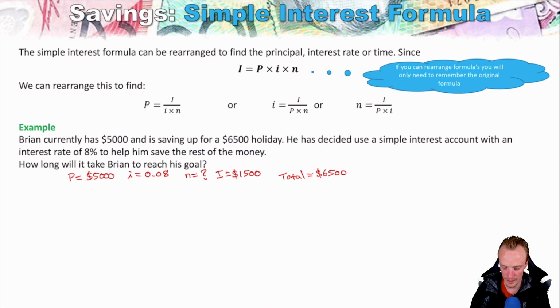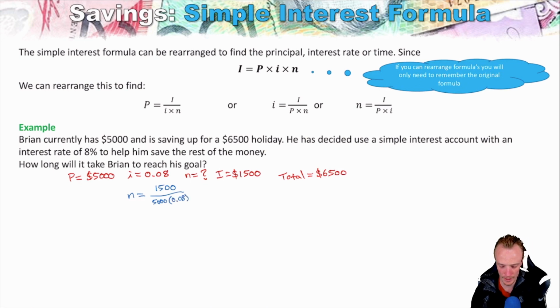So we do have all the necessary information here to plug it into this formula here. We've got our interest, we've got our interest rate, and we've got our time. So now we just start using the principal. Oh, hang on, we don't want the principal formula. What am I doing? We're after N. So we've got the interest, the principal, and the interest rate is what I should be saying. So we're after N, which is going to be equal to the total interest that we need, which is 1,500, divided by the principal, which is 5,000, multiplied by our interest rate, which is going to be 0.08.